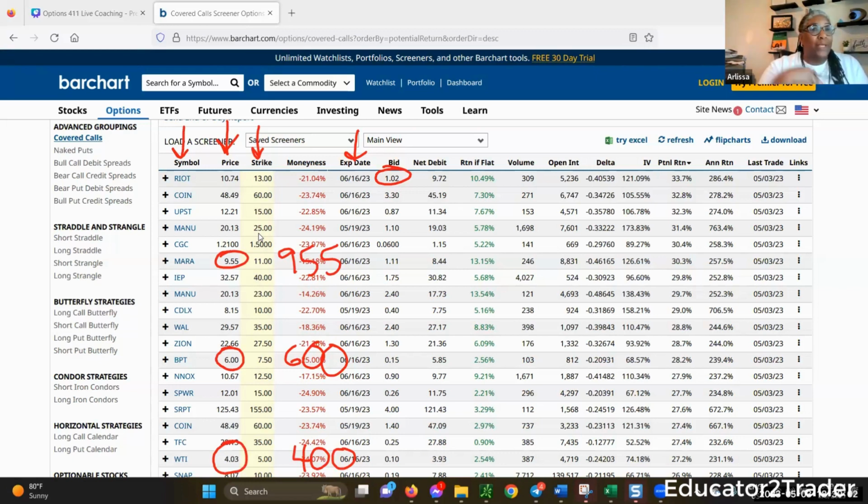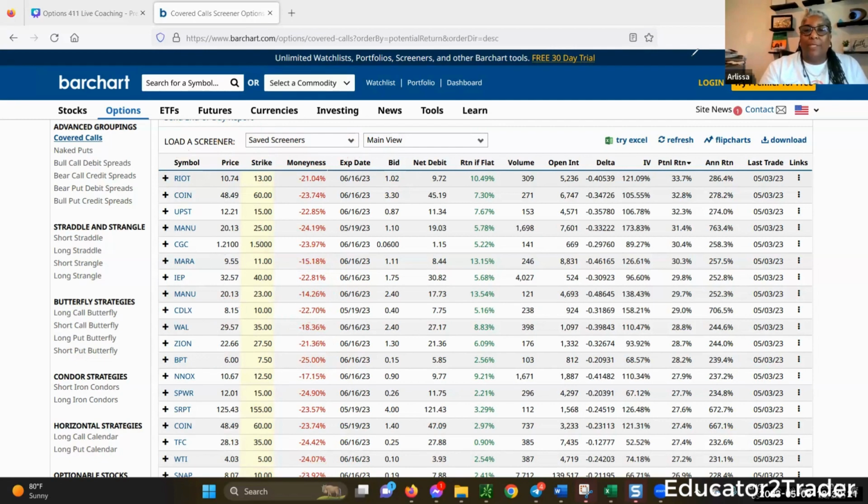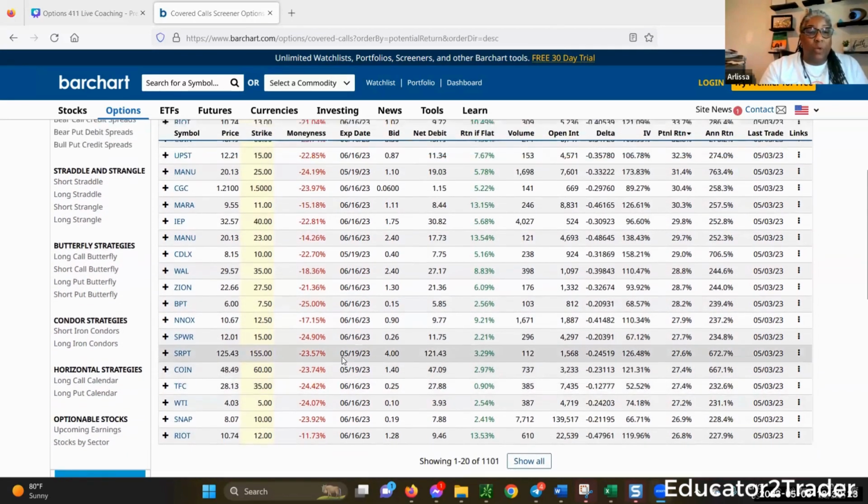But they're yours, and you can use these shares to sell covered calls over and over and over, right? CDLX is another one. This is going to cost you $815 in shares if you decide you're going to buy the shares. Let me go see if I can scroll down and see some other ones.